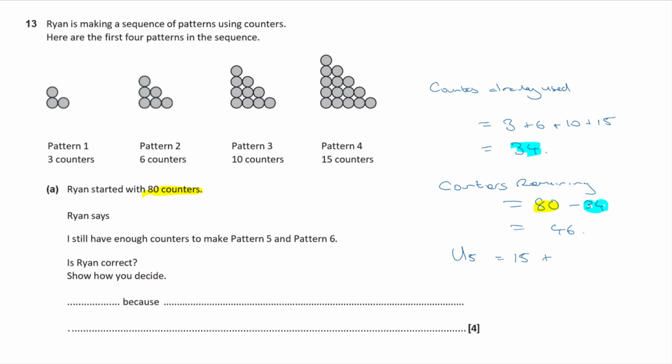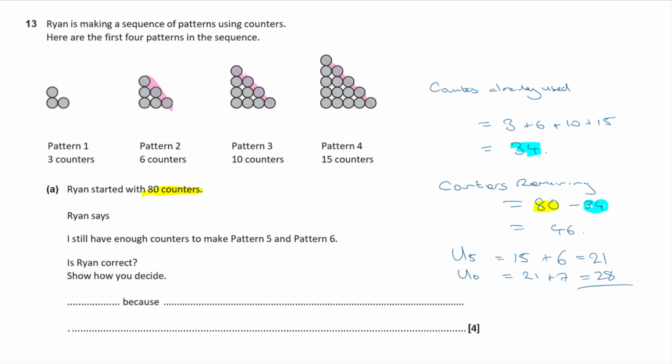So from the 2nd pattern to the 3rd pattern, we added those 3. Then we added those 4. Then we added those 5. So the next one, we're going to add 6 onto, isn't it? So it's going to be 15 plus 6. That's going to be 21 in the 5th pattern. And the 6th pattern is going to be 21 plus 1 more. It's going to be 21 plus 7. That's going to be 28.